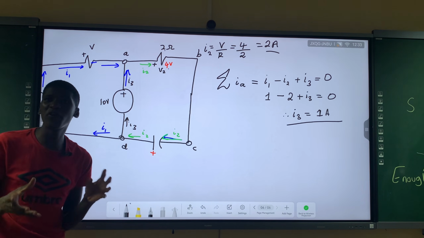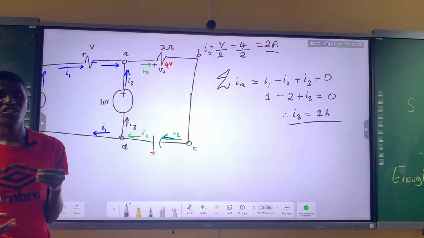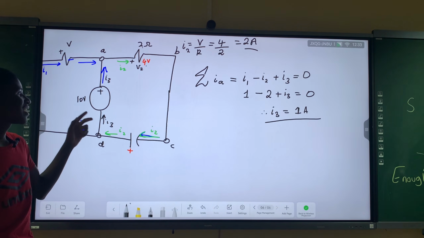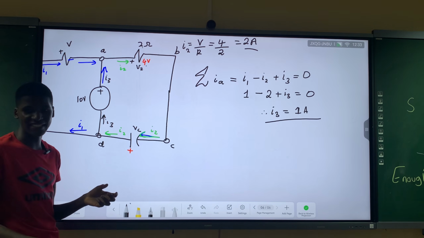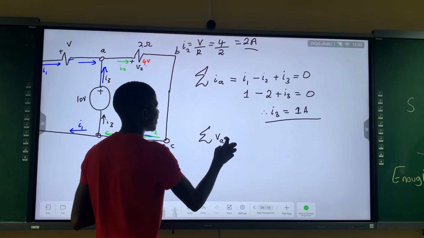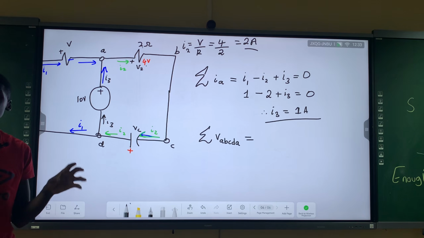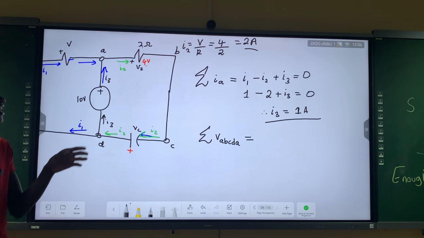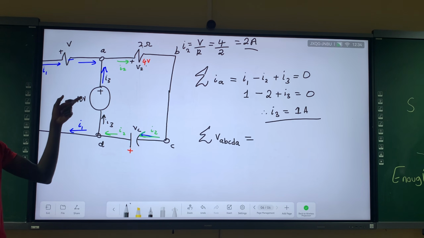Once you talk about a loop or a closed path, you already need to think about voltage, Kirchhoff's voltage law. So we do Kirchhoff's voltage law to find out how much voltage is across this capacitor. The sum of the voltages through the loop A, B, C, D, A. We look at the voltage sources and components with voltage only. We don't look at the current. The first component is the voltage source. Is there a voltage gain or loss here?